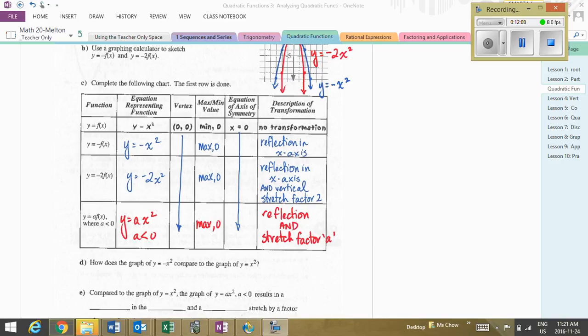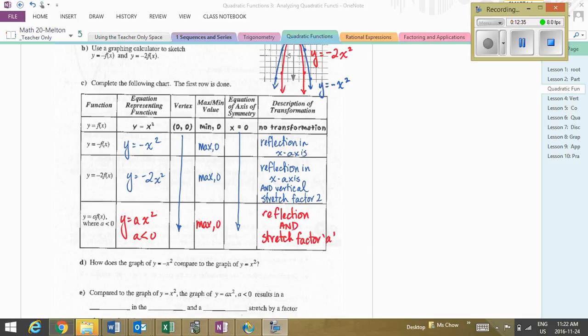What is different now, though, is our maximum and minimum value. So instead of having a minimum when the parabola opened upwards, because it's now opening downwards, we have a maximum. So the values can't be any higher than the q value. And since there was no vertical translation, the q value was simply 0.